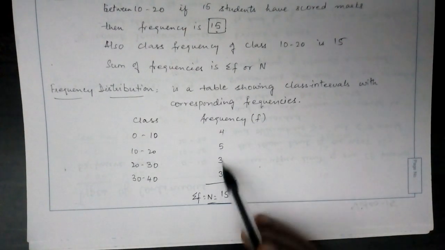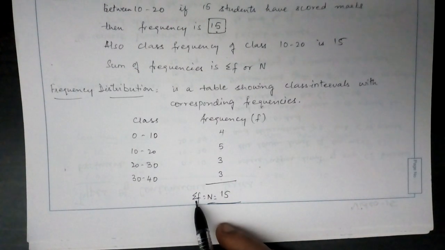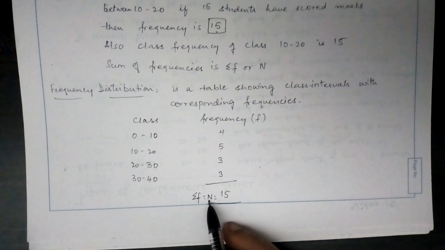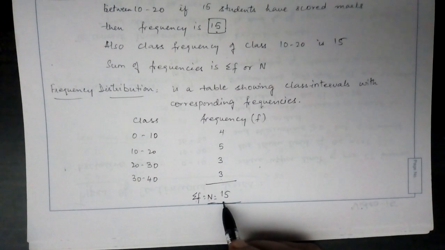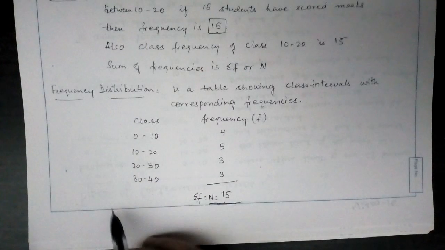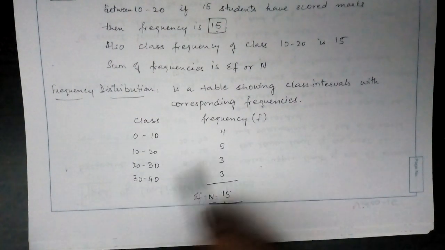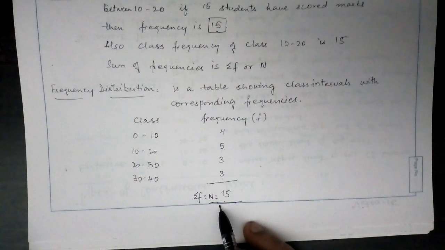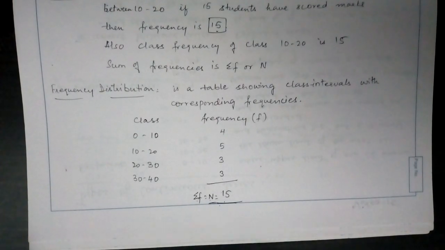Now the sum of all the frequencies is given by sigma f, which is also equal to capital N. Sum it up, you get 15. So this is the total of the frequencies. This table that shows class intervals, their frequencies and the sum of the frequencies is called the frequency distribution.